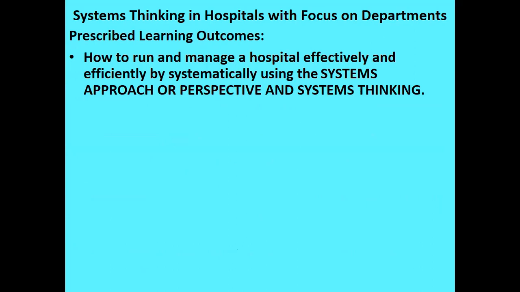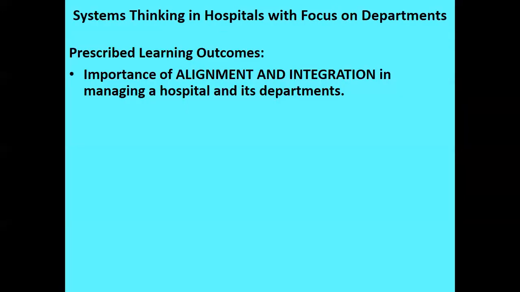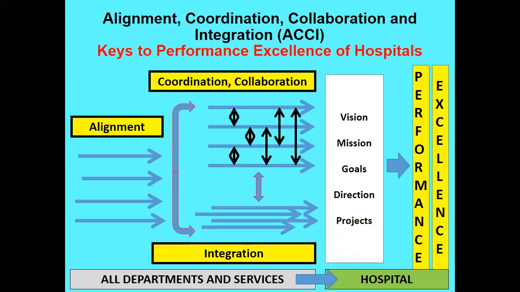As to the first objective, I suggest you remember this slide that illustrates the hospital and department systems as interrelated parts. I won't go into this anymore. And then for the importance of alignment and integration in managing a hospital and its departments, again, just remember these slides showing the pictorial differences between alignment and integration and steps towards a mature process. So the ultimate target is integration.